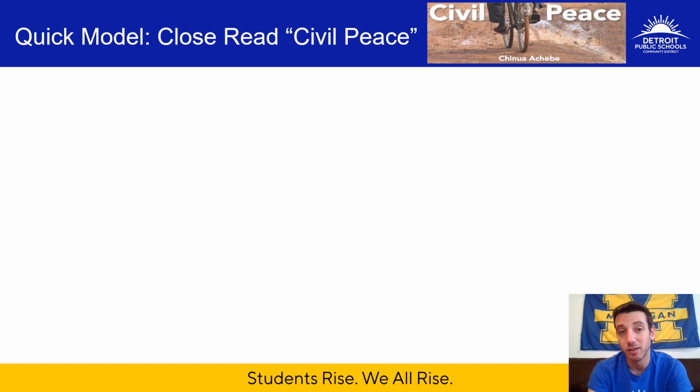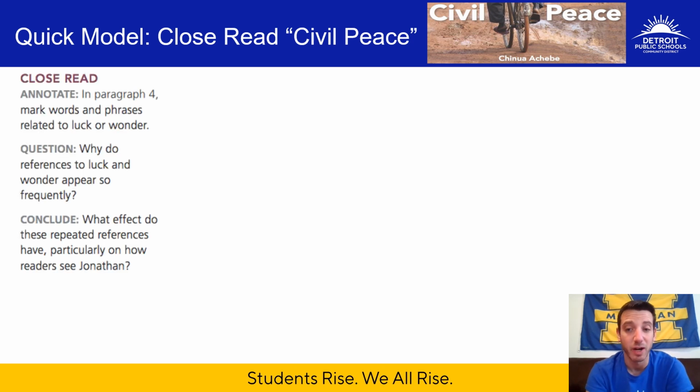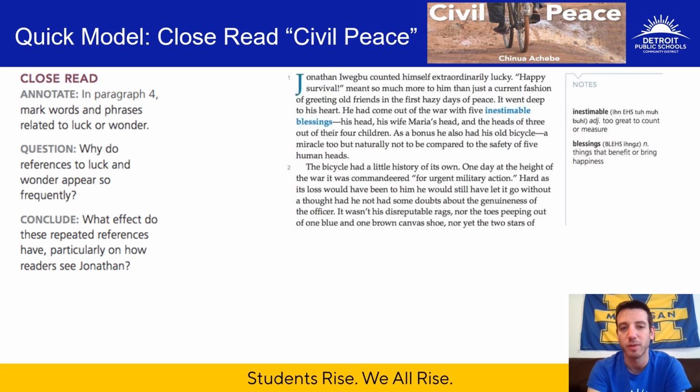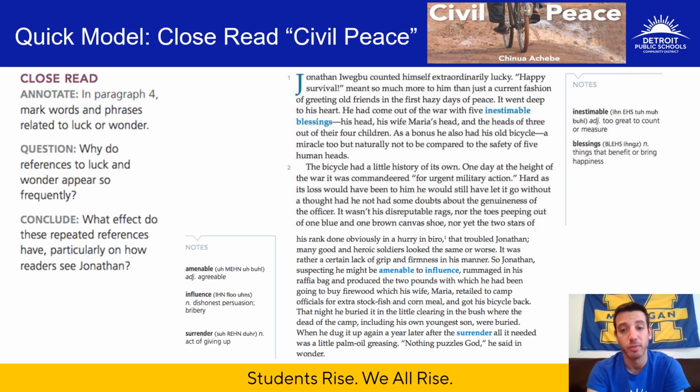Because the close read that you have to do involves paragraph 4, I didn't want to model for you today with paragraph 4, because then I'd be giving you all the answers. So instead, I'm going to engage in the close read process for paragraph 1 and paragraph 2. I'll go through the 3 steps, the annotate, the question, and the conclude, and then you'll be set up for success to do the exact same thing with paragraph 4 on your own. So let's get started with annotating paragraph 1.